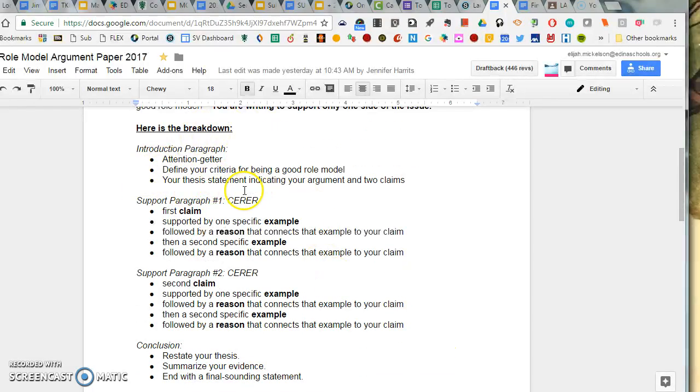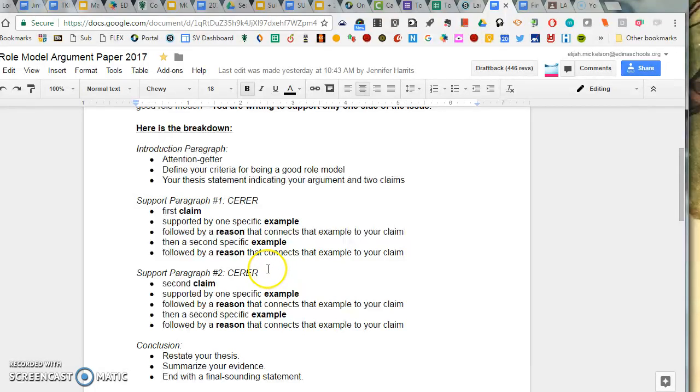You'll have an introductory paragraph. You'll have a supporting paragraph. So in that introductory paragraph, you'll have a thesis statement that will contain your argument and two claims. And your first supporting paragraph is going to argue for that first claim. It's going to be supported by one specific example from the book, followed by a reason that helps explain and connect your example to your claim, and also a second example followed by some reasoning that connects the example to your claim. So we call this a CER-ER. It's two pieces of evidence with reasoning backing up one claim.